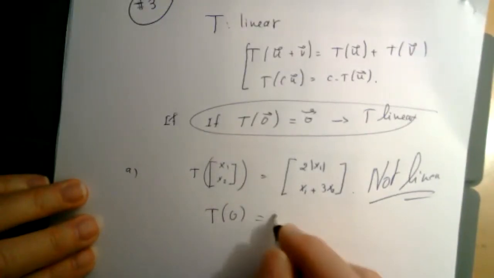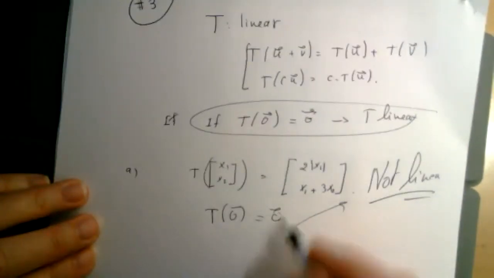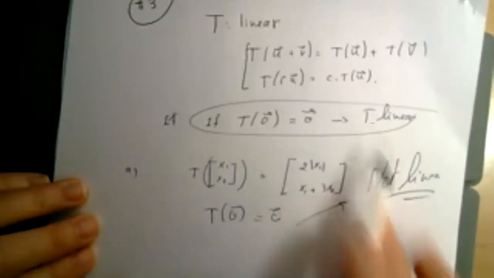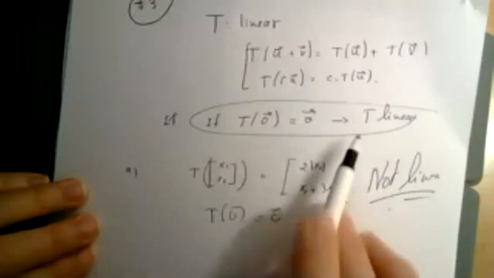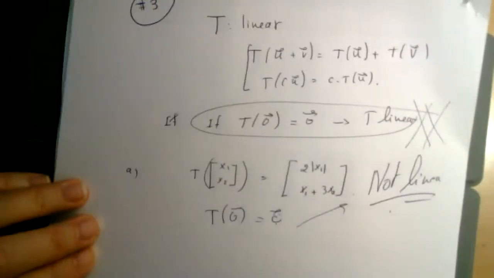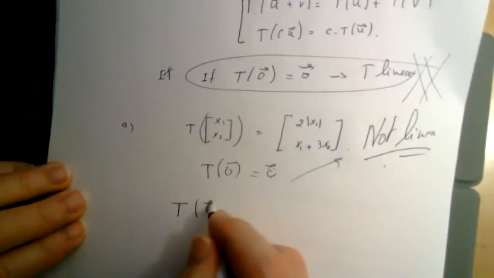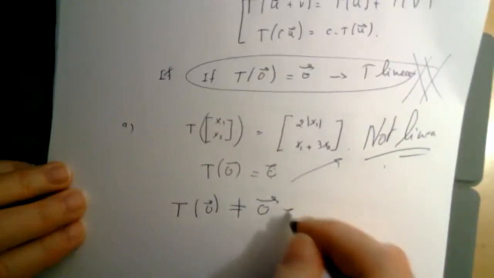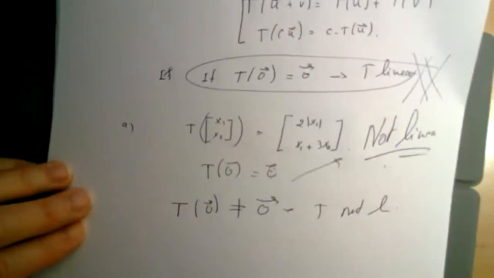T of 0 equals 0, but it is still not linear. So even if T of 0 equals 0, it doesn't mean it is linear. It could be linear or could be not linear. So saying T of 0 equals 0, therefore T is linear, is absolutely not a correct statement. What I said in class is the following: if T of 0 is not the 0 vector, then you can say it is not linear. That's about what we have.